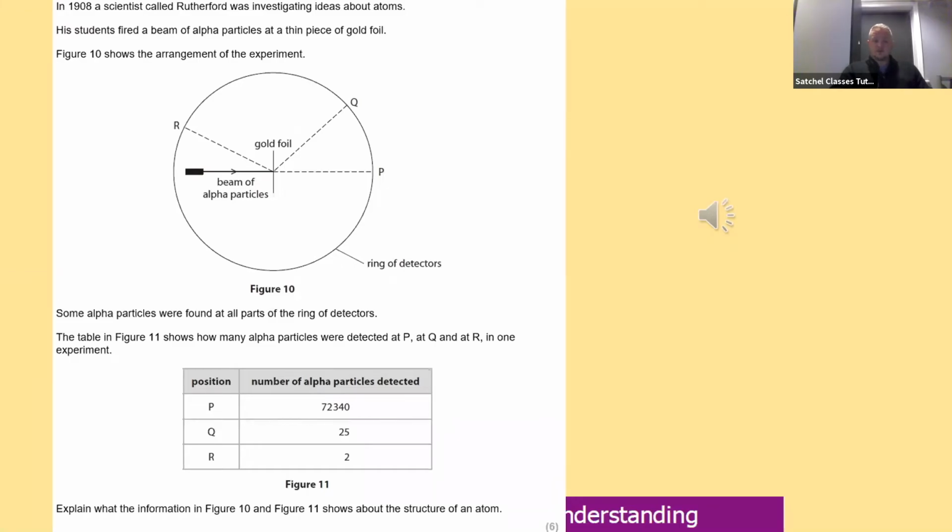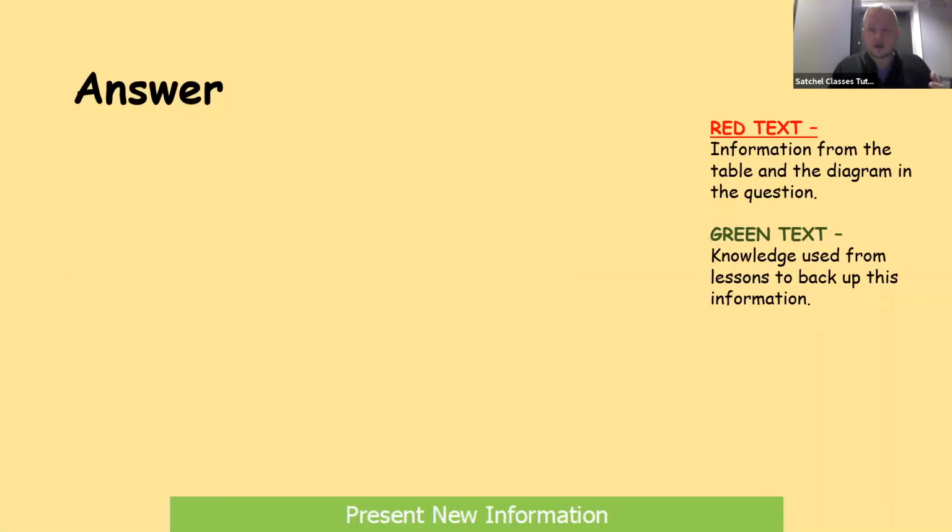So for this, it needed information from the diagram and the table, but to get 6 marks, you had to relate it to your knowledge of the structure of the atom. You couldn't just say, oh, the diagram shows this and the table shows that, and expect to score 6. You had to link it to the knowledge of it, and that's where this lesson ties all that together.